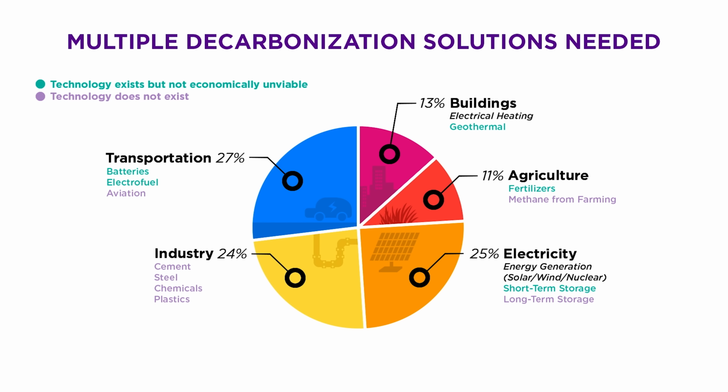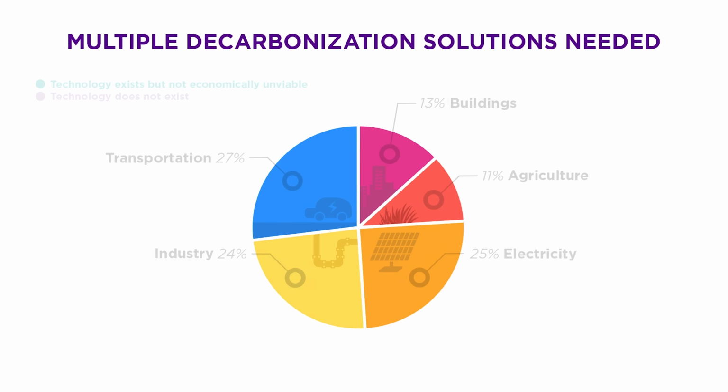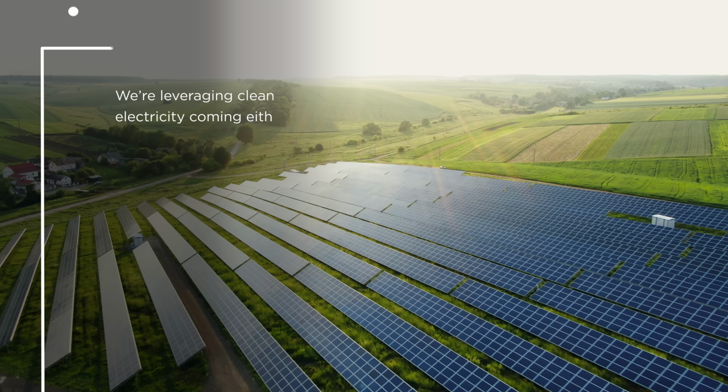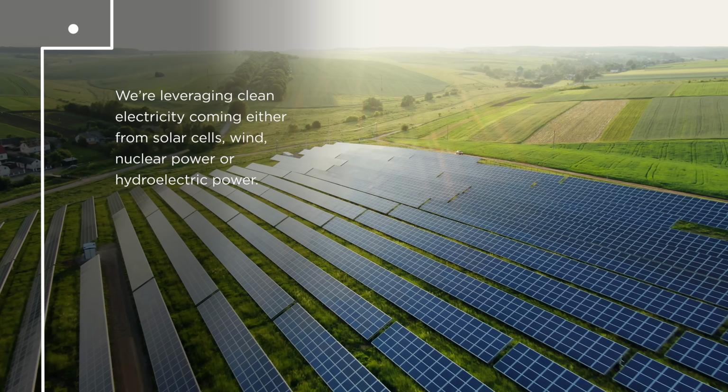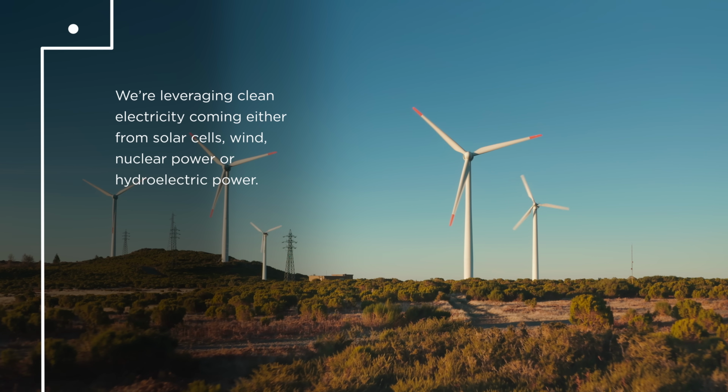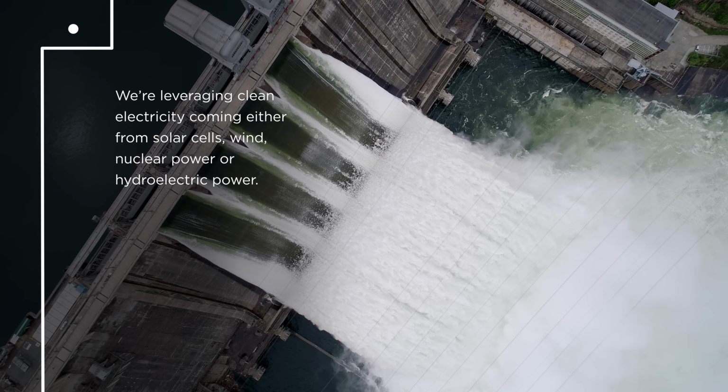The chemical industry contributes more than 7% of all of the CO2 emissions in the world. And getting rid of these emissions is very, very challenging. But the way that we're going around this is that we're leveraging clean electricity coming either from solar cells, wind, nuclear power, or hydroelectrical power, and integrating this directly into chemical plants so we can avoid emissions that come from the combustion of fossil fuels that are used to manufacture chemicals.